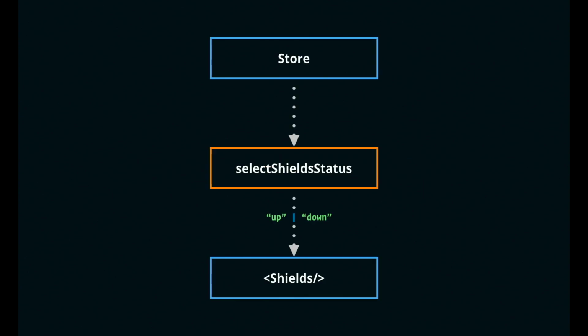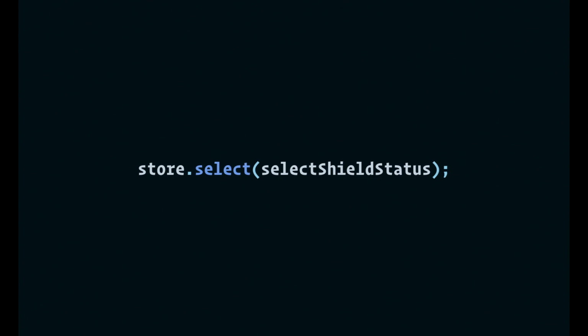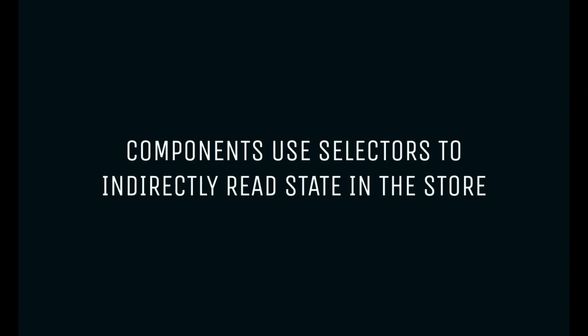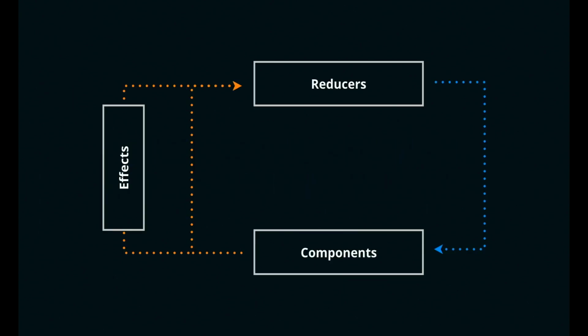So we could write a selector like select shield status and apply it to the store to figure out if the shields are up or down in our AngularJS application. Our shields component can then inject the store and apply the selector using store.select to read in that state as an observable. And components use selectors to indirectly read state in the store using this mechanism. As a component, I don't care how that state got there or how that state was constructed. By simply pulling in the selector, I am free of having to know about those implementation details. So with my actions and selectors in place, my component layer has an indirect way to emit changes and to read state out of the store.